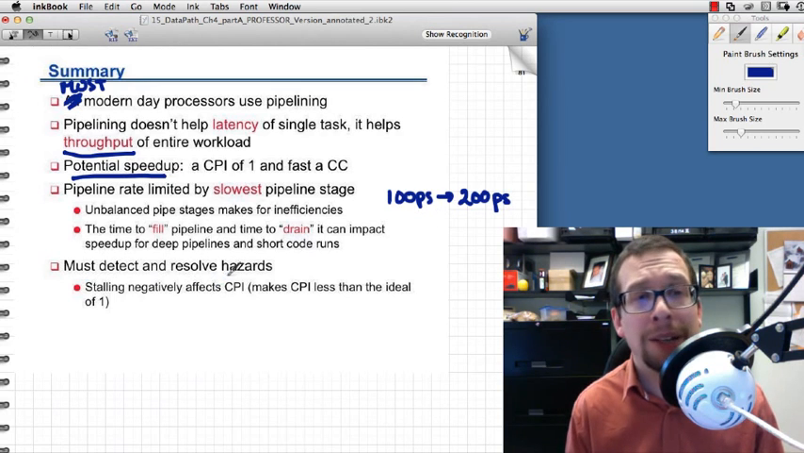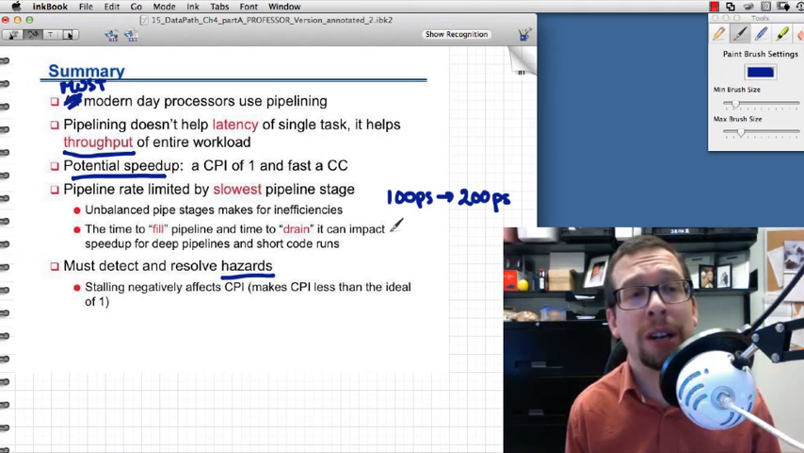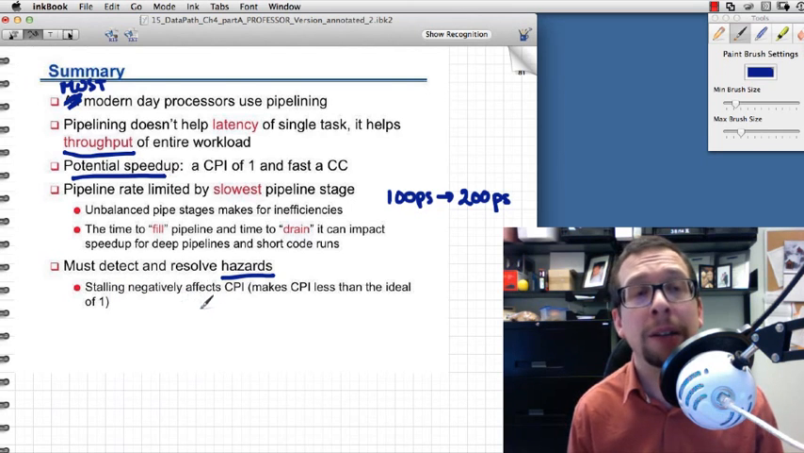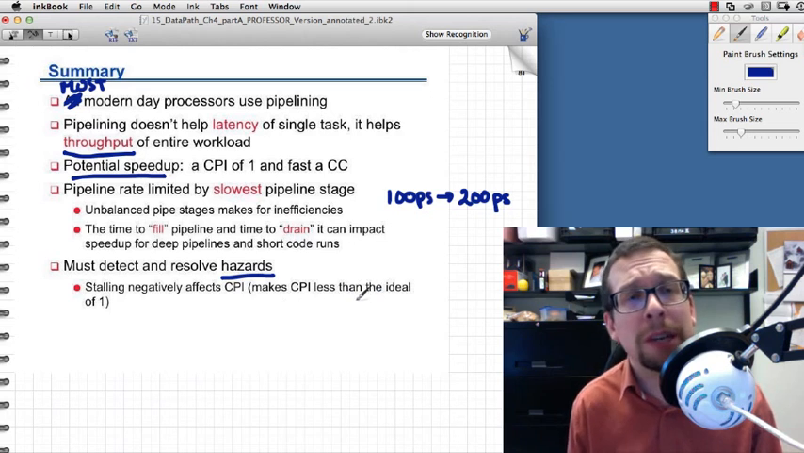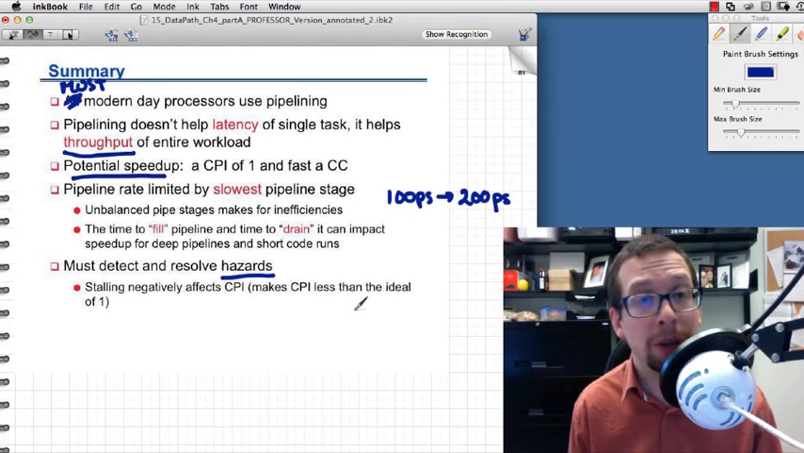As well, hazards are not optional. They occur all the time, and you need to design for them. Stalling, which is one potential way of dealing with them, can negatively affect the CPI. So it's important to keep in mind that there are ways to deal with pipeline hazards, and you don't just ignore them. You deal with them in your design, and you account for them.